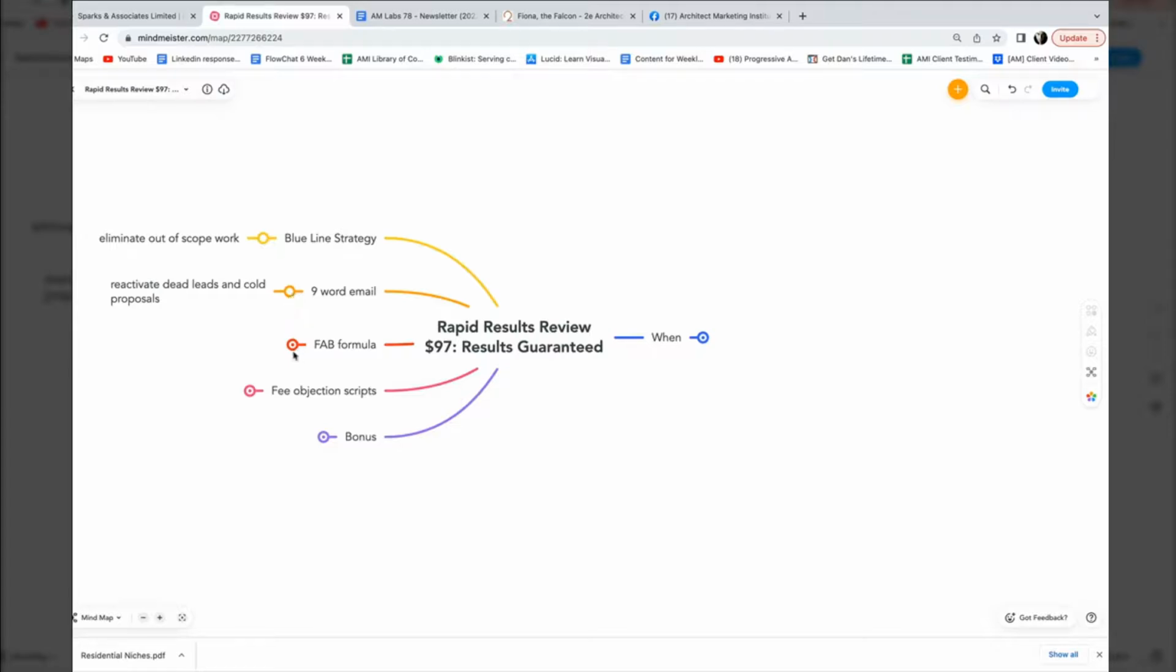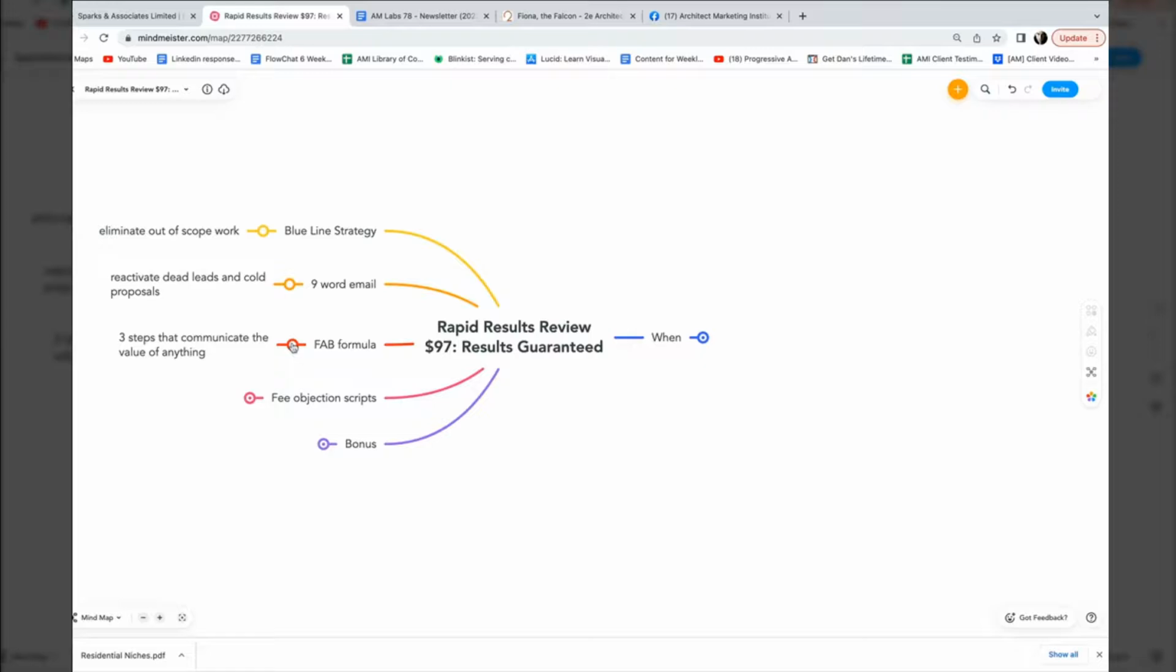The next one's the fab formula. 3 steps that allow you to communicate the value of anything. Can you communicate your value effectively in a really simple, quick way? Most people can't. They really mumble and bumble and do a bad job at this. When you use the fab formula, you can do it quickly within 3 steps.